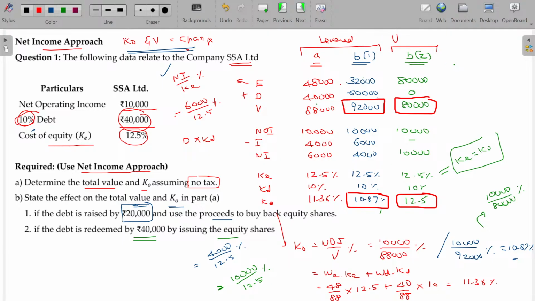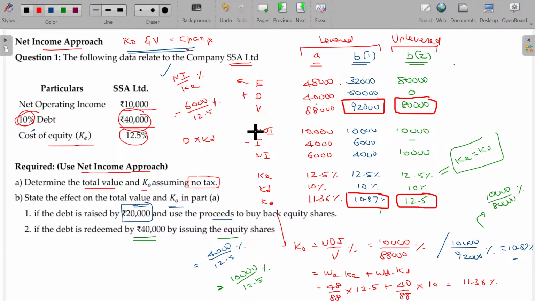A debt-free company is usually called an unlevered firm. In the next chapter, we are going to study leverages, so the term is used here. Whenever we talk about a levered firm, the company has a debt component in it. Is that okay? Let's try the next illustration in a similar way for the NI approach.